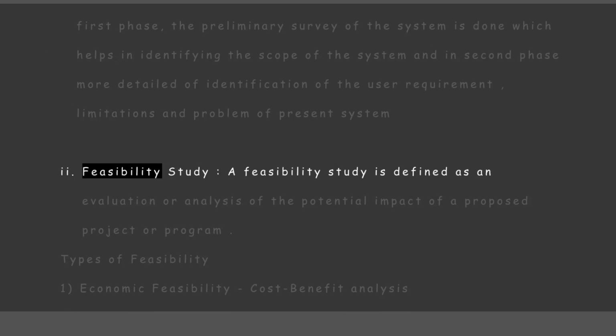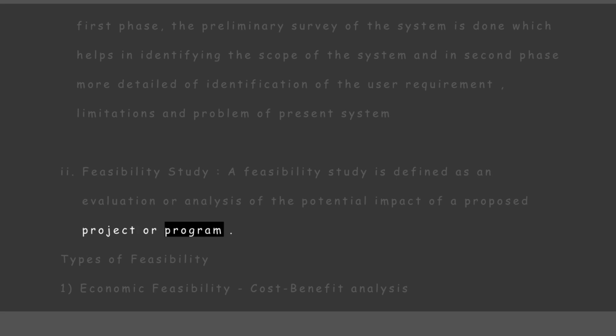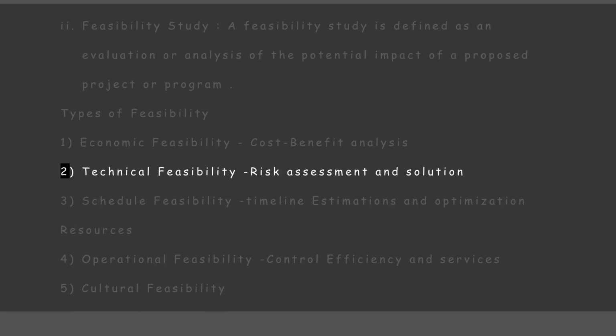2. Feasibility study. A feasibility study is defined as an evaluation or analysis of the potential impact of a proposed project or program. Types of feasibility. 1. Economic feasibility, cost-benefit analysis. 2. Technical feasibility, risk assessment and solution.